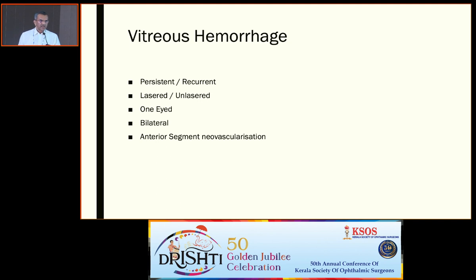The commonest indication for a vitreoretinal surgery in diabetic retinopathy is a vitreous hemorrhage. Not all vitreous hemorrhages need to be referred immediately, but a persistent or a recurrent vitreous hemorrhage needs an early referral. And also you have to look at whether the eye has been lasered previously or is it an unlasered retina. If it is a lasered retina, you can probably wait for a few weeks before you refer, because these vitreous hemorrhages could get absorbed over a course of time.